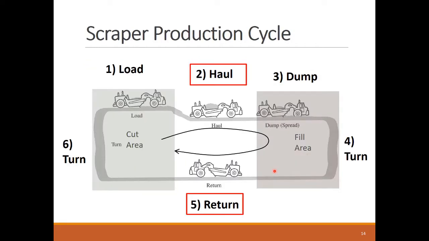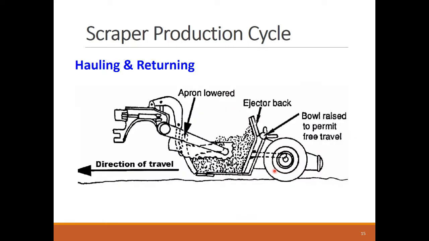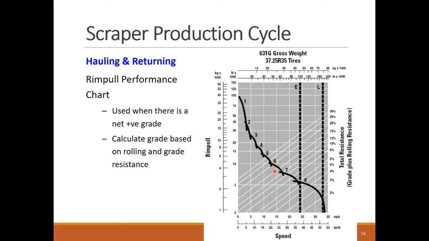We are done with the loading time. Let's see how to estimate the haul and return times. In motion, the scraper bowl is lifted and the apron is lowered to hold the soil load. For both hauling and returning, we can estimate them by rough judgment or by using the performance charts of the scraper. We will need to use the Rimpull chart if the scraper experiences positive resistance. If the scraper experiences negative resistance.